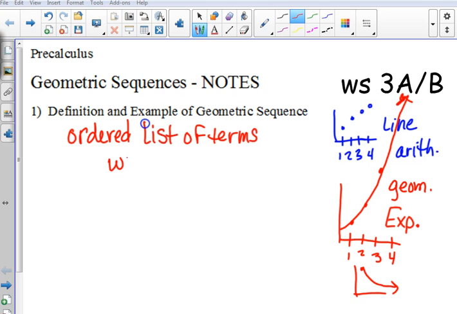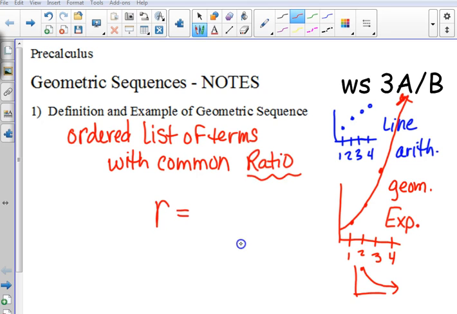This one is going to be with a common... Now, when you're multiplying by a common thing, it's called a common ratio, okay? So guess what magical letter they're going to use? R equals, okay?